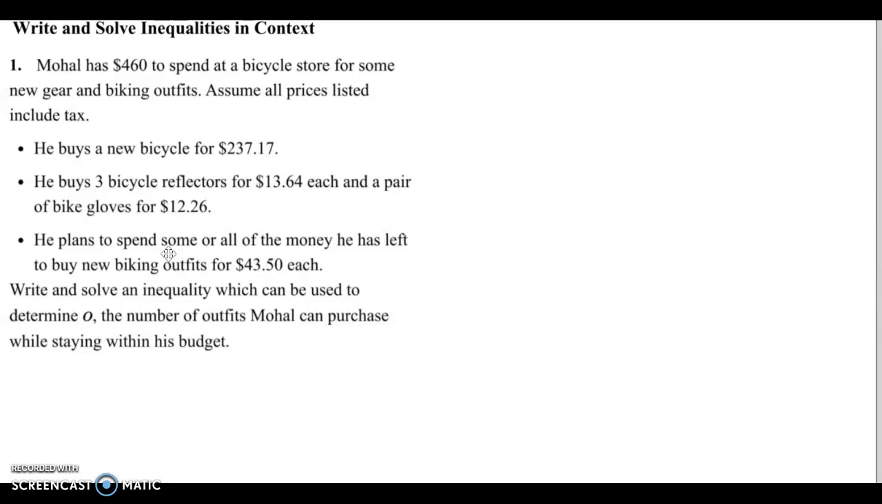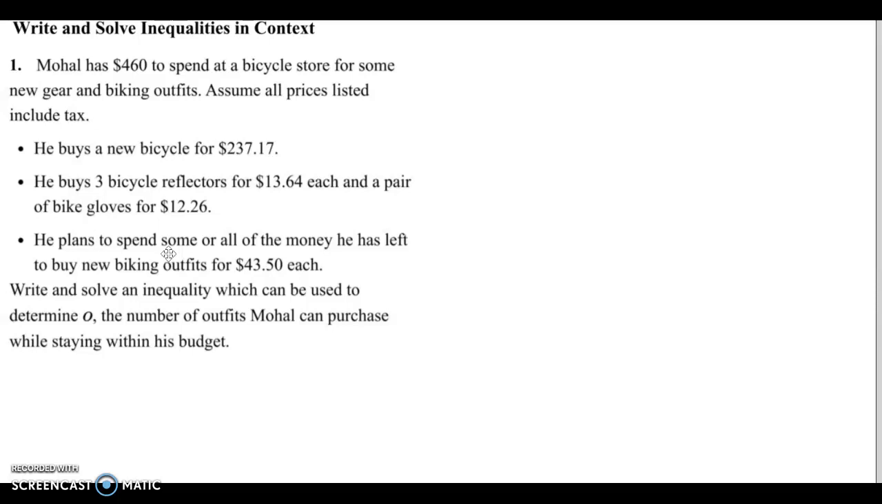Okay, so this is what we're going to do. I've got a problem here. Mohal, I hope I'm saying that right, has $460 to spend at the bicycle store for some new gear and biking outfits. Assume all prices listed include tax.